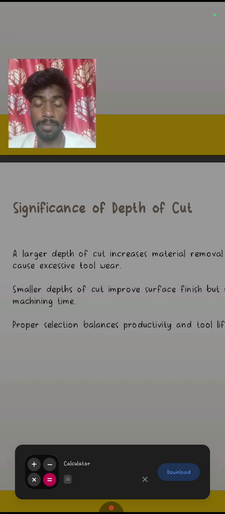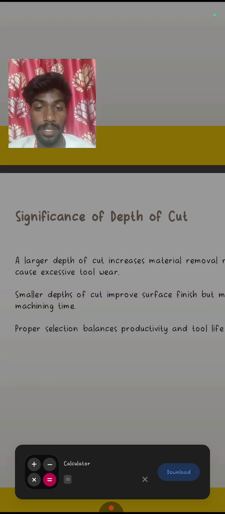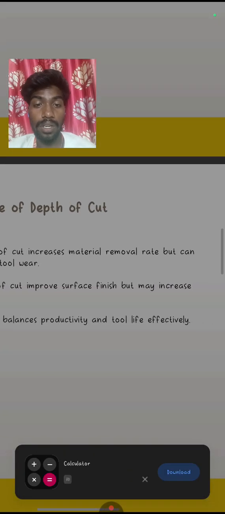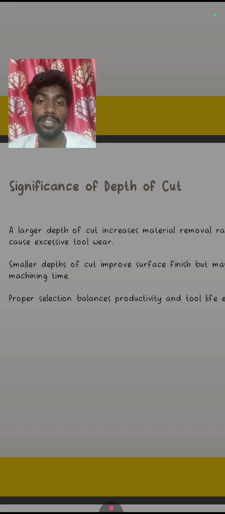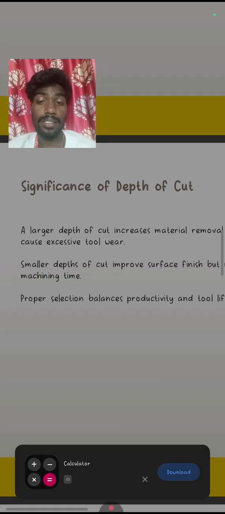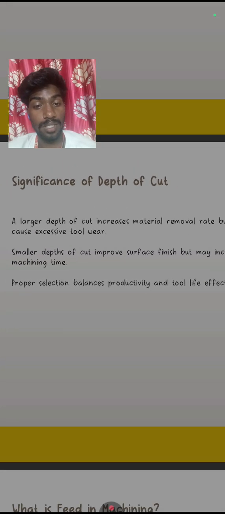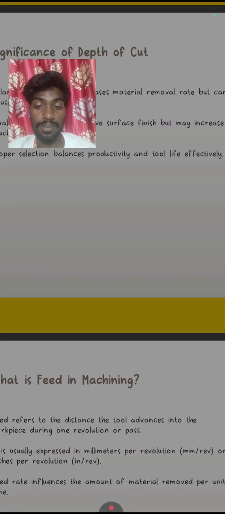The significance of the depth of cut. A large depth of cut can increase the material removal rate but can cause excessive tool wear. A smaller depth of cut improves surface finish but may increase the machining time. Proper selection balances productivity and tool life effectively.